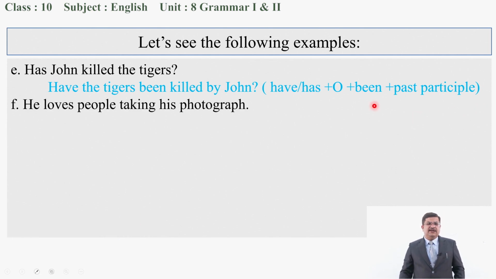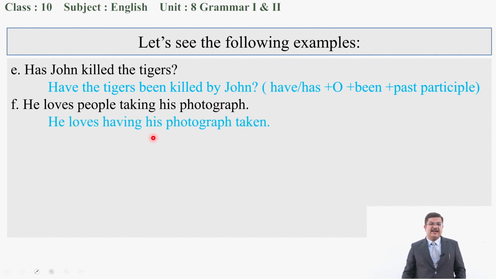F number, he loves people taking his photograph. See, he loves people taking his photograph. Change the sentence into passive. He loves having his photograph taken.